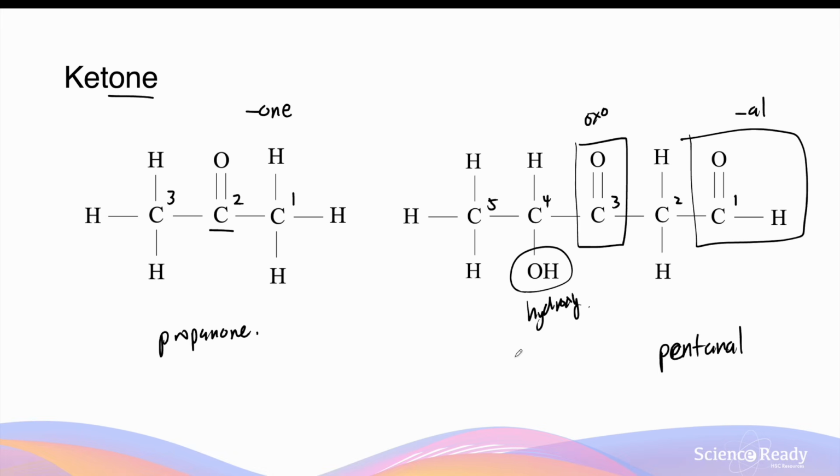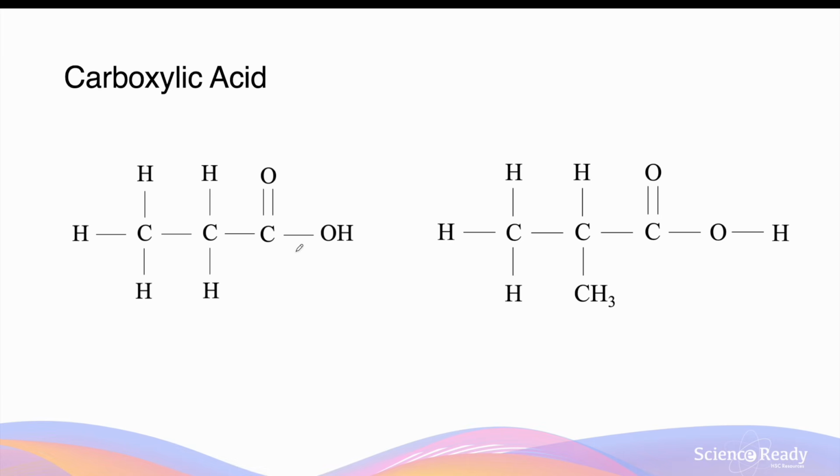So this will be 4-hydroxy with 3-oxo-pentanal. Carboxylic acids are molecules where the carbonyl carbon is sandwiched between a carbon atom and an OH group. The suffix for carboxylic acid ends with oic acid. In the first molecule, there are 3 consecutive carbon atoms. Therefore, the name of this compound is propanoic acid.